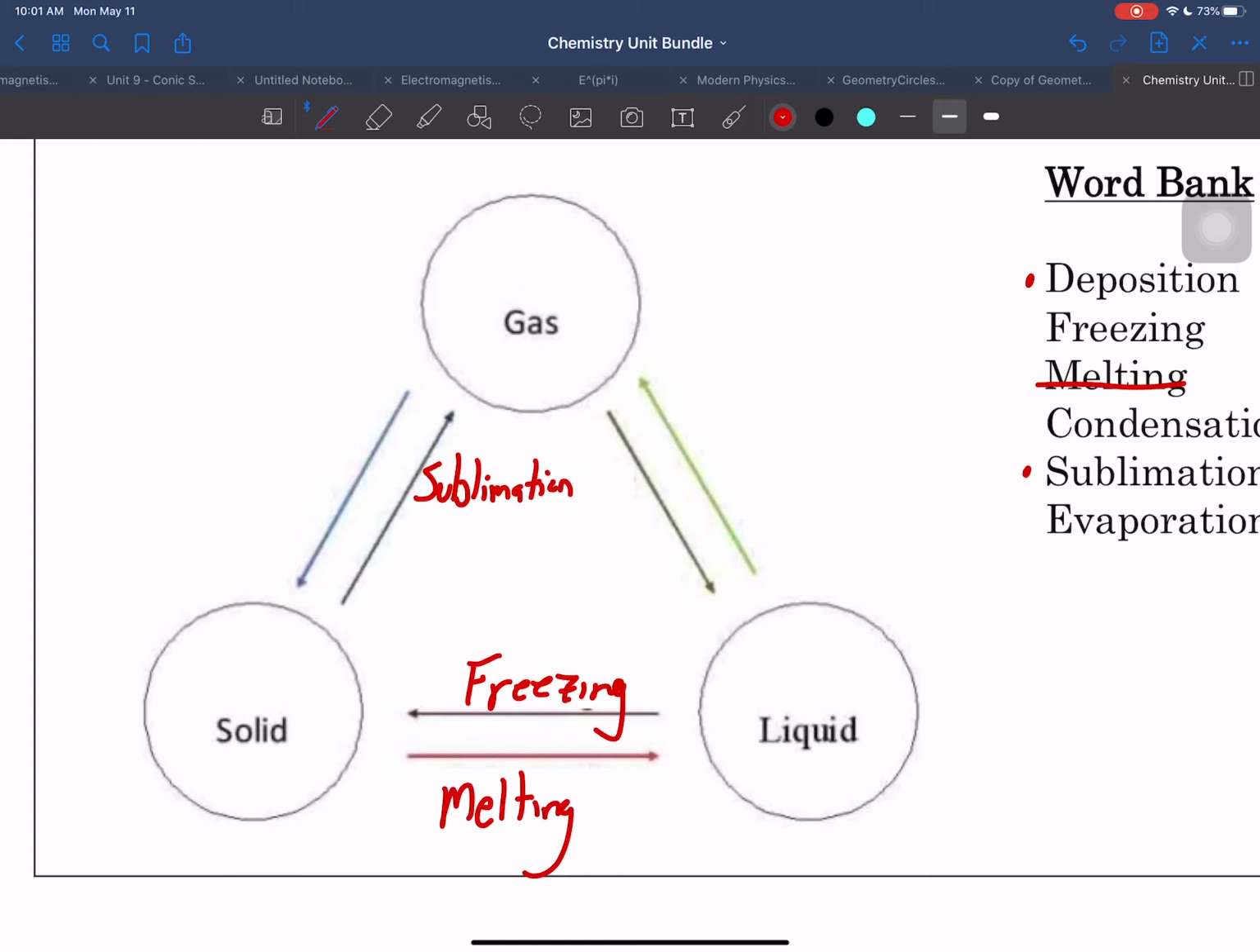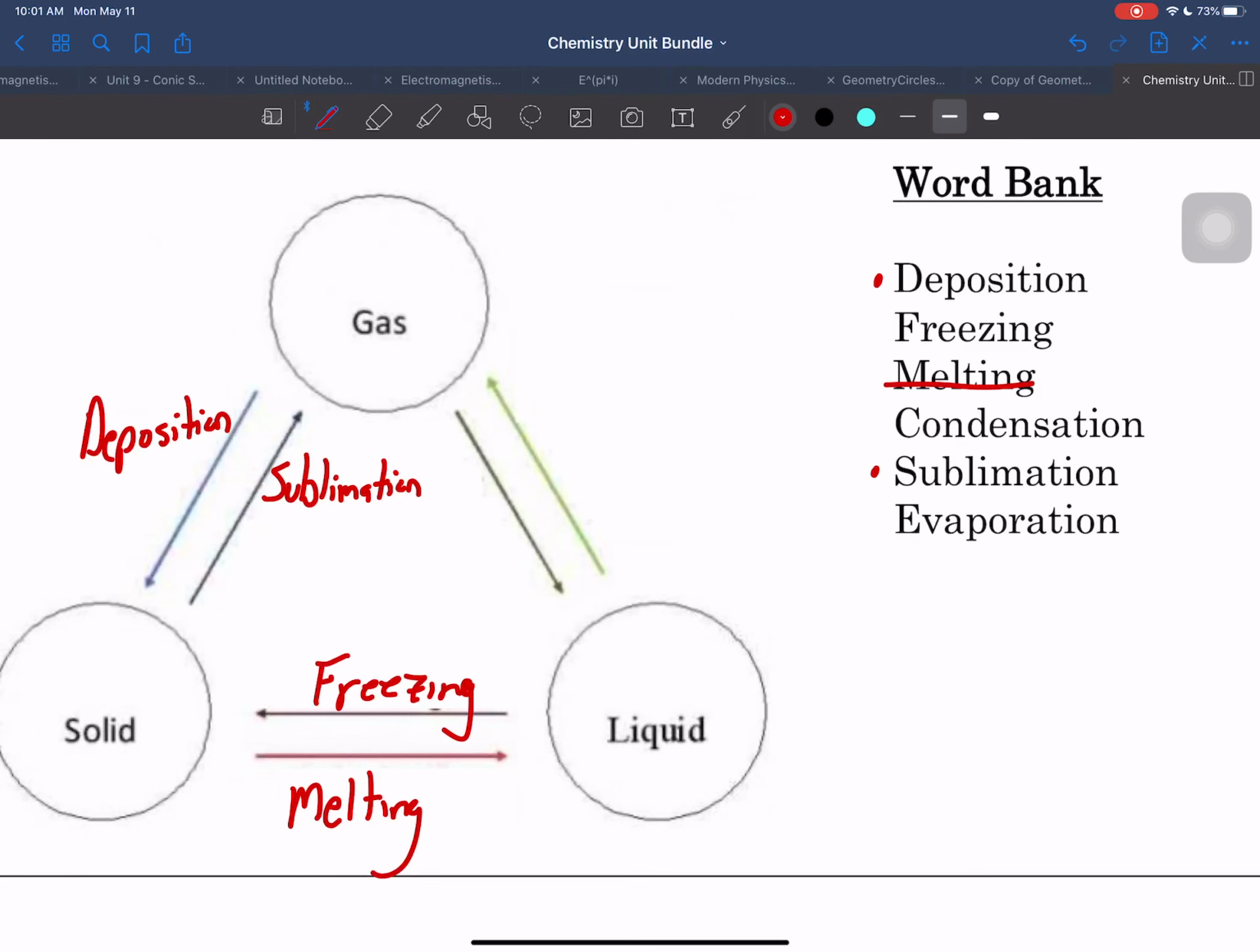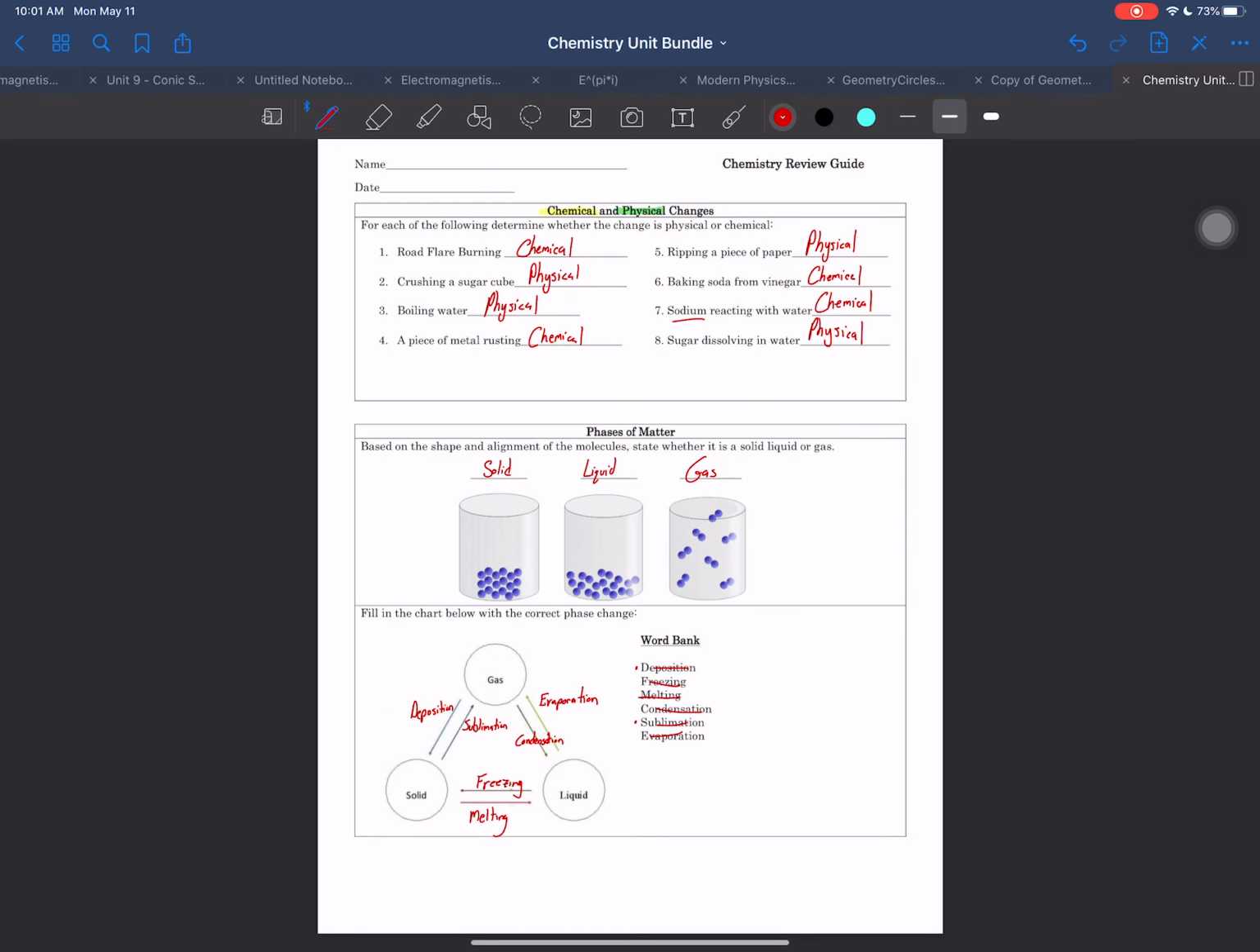And then the other way around, if you were to go from a gas directly to a solid, this would be called deposition. And the last 2, liquid to a gas, so water going to water vapor, is evaporation. And the very last one, when a gas turns into a liquid, this is condensation. So those are your 6 major phase changes right there. All right, so that's our first page.